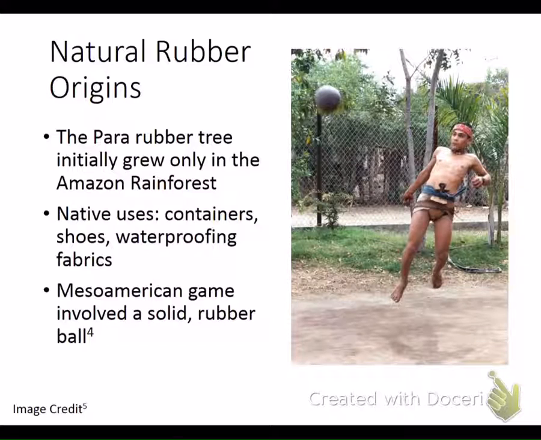The natives were thought to use natural rubber for containers, shoes, waterproofing fabrics, and there was a Mesoamerican game that involved a solid rubber ball, which you can see in this image. This is a modern reenactment of the game.